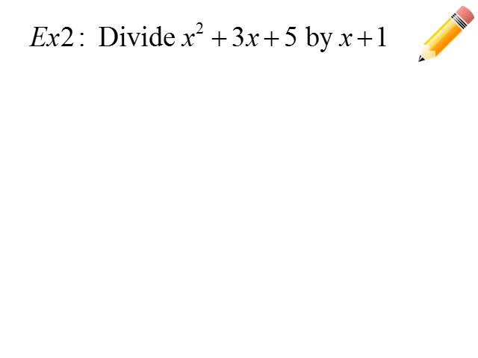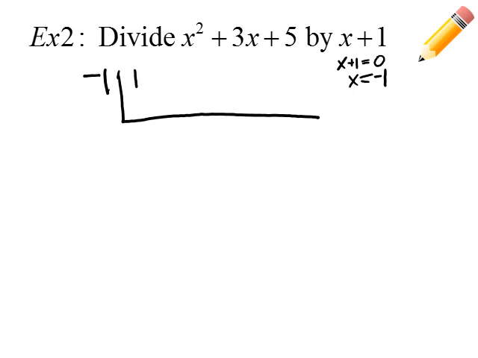Let's take a look at example 2. First, start off by finding your solution. We're going to use -1 as our divisor. Set up your upside down division bar with a divisor of -1 on the outside and all of your coefficients in order for standard form on the inside.